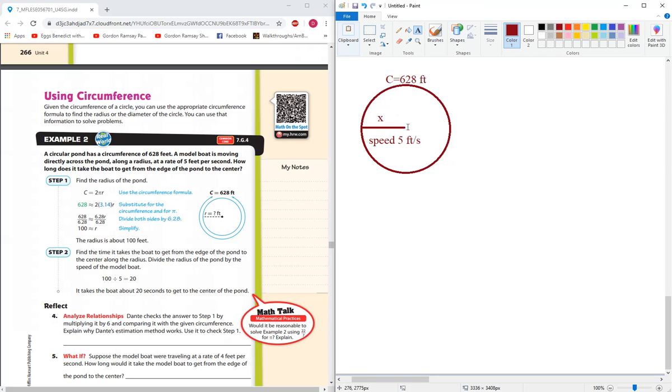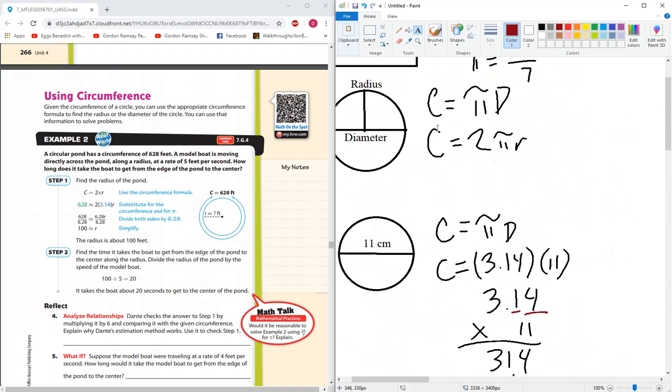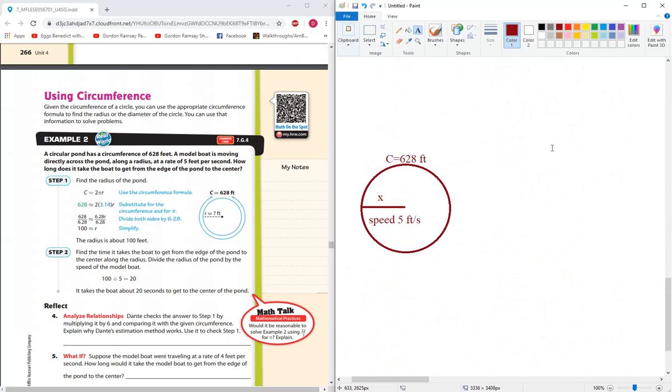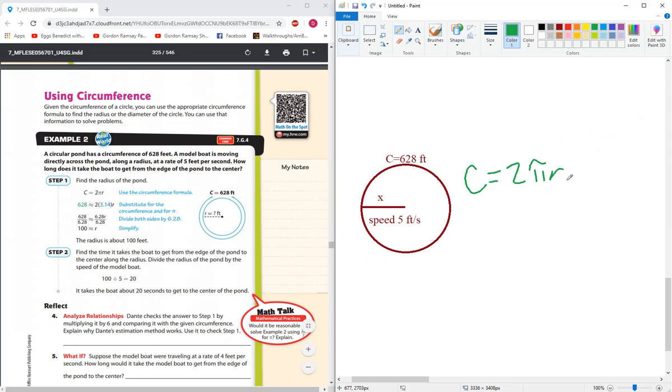So let's take a look at this. It looks like we know the speed of the boat going down this way. We just need to know how far it needs to go. So it looks like we're looking for the radius. We're going to go back to our circumference equations and pick which one of them is going to give me a radius and which one isn't. In this case, the second equation is going to give me the radius. So I'm going to have circumference C is equal to 2 pi r. Now the reason I chose this equation and not the other equation is because I want the radius, and this is the one that has it.